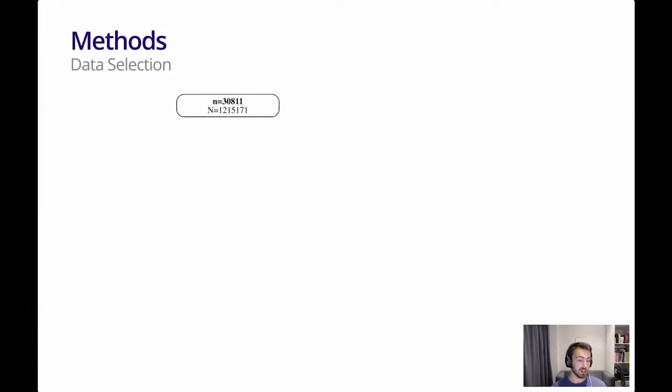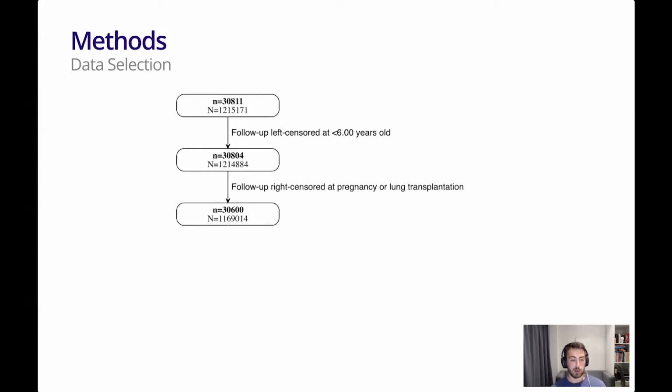But since ivacaftor therapy is not well suited for all CFTR mutations that cystic fibrosis patients may have, it was necessary to select a sample from the registry population. First, we left-censored all patients' follow-up at age 6, given that lung function cannot be reliably measured before this point. We also right-censored patients' follow-up at pregnancy or lung transplantation.